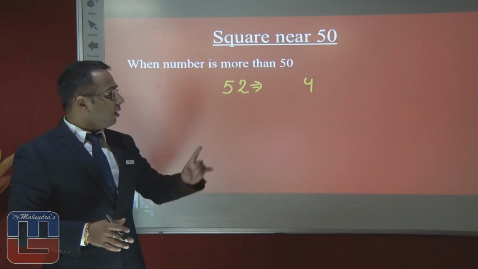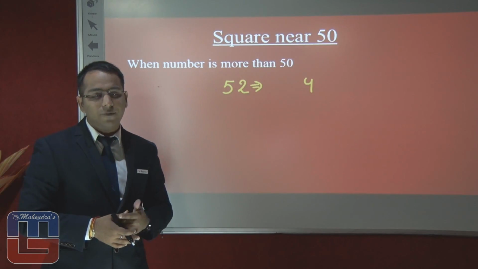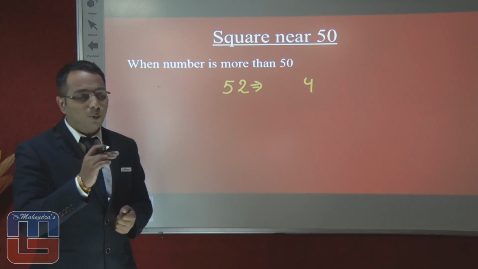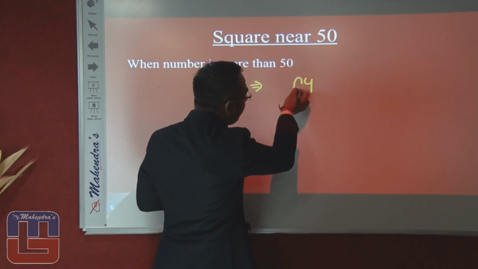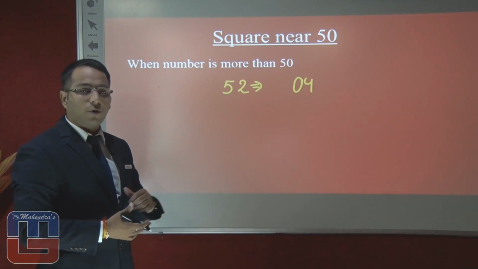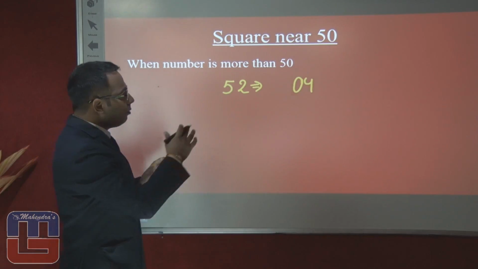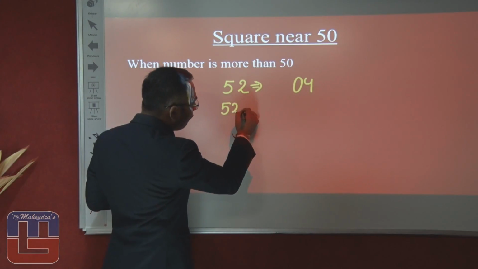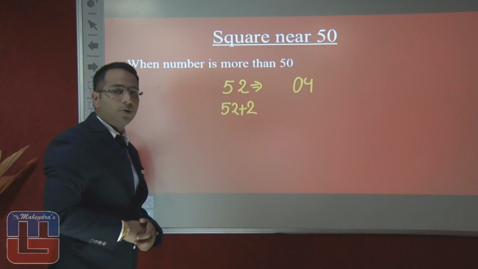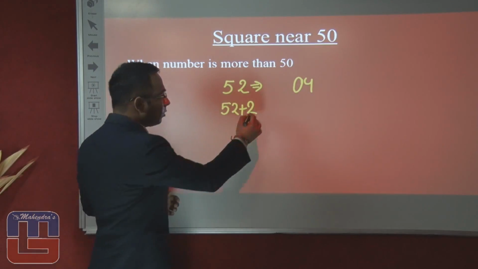I have already told you we put the square in the last 2 digits. The thing is here, the last 2 digits, 4 is a single digit number. We can't put it in last 2 digits. So what we do, we put a 0 in front of it. 04 is a 2 digit number, the square of 2. So we got 04. Now what we will do, it is more than 50 by 2, so we add 2 to it. 52 plus 2, 54.